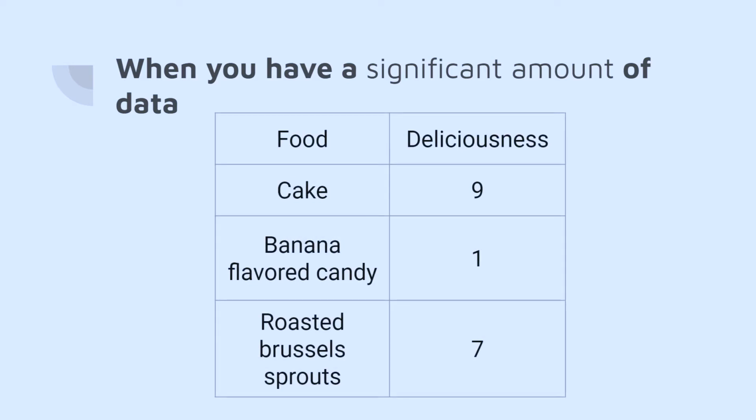So here is a table of data. You see we have different foods, and then now this is not subjective, ranking of their deliciousness. Cake, banana flavored candy, and Brussels sprouts. But just looking at the number of rows, the number of cells, if you will, with this data, that is not a significant amount of data. Just that table is enough to get across the point of what we're trying to prove. That cake is delicious and banana-flavored candy is disgusting.